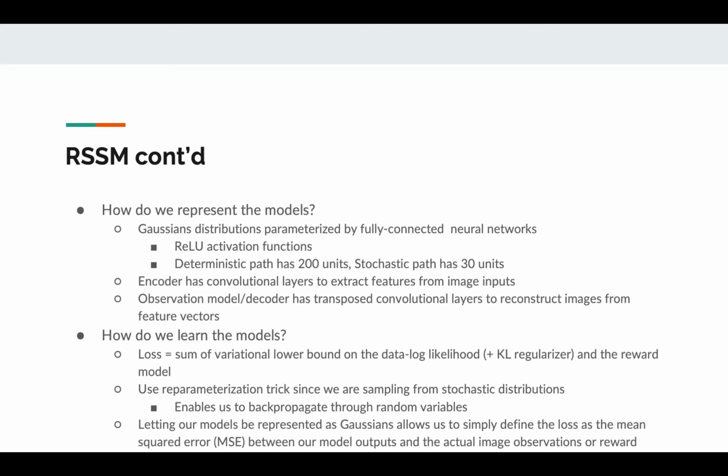To learn the models, we define the loss as the sum of the variational lower bound on the data log likelihood, which includes the KL regularizer. We also add the loss of the reward model. And because we are sampling from a probability distribution, we also need to employ the reparameterization trick in order to backpropagate through the random variables. Also, by letting our models be Gaussians, we can represent the loss as the mean squared error between our model outputs and the actual image observations or reward.